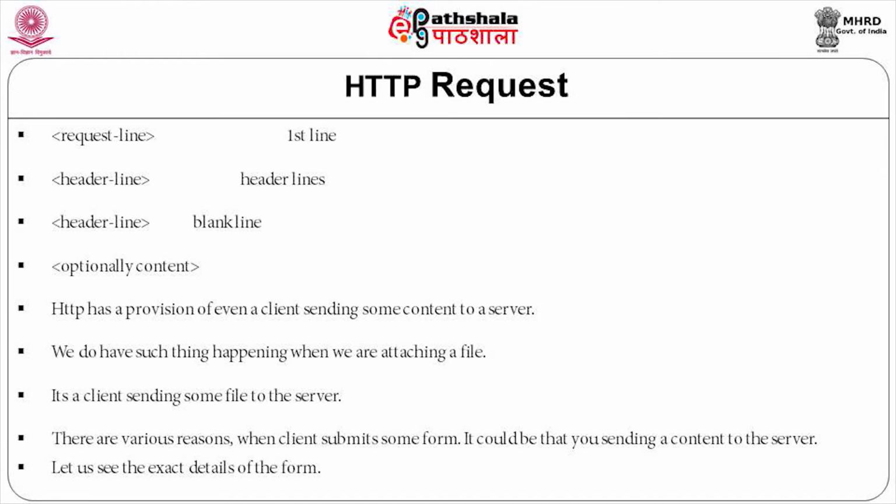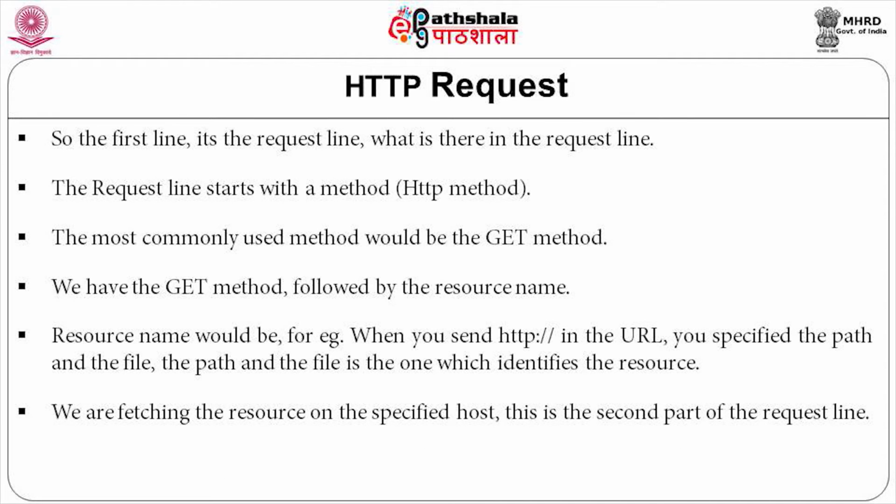So the first line is a request line. What is there in the request line? The request line would normally start with a method. For example, the most commonly used method would be the GET method. We have a GET method followed by the resource which you want, the resource name. So when you said http:// in the URL, you specified a path and file. That path and file is the resource you are fetching on the specified host. So that's the second part.